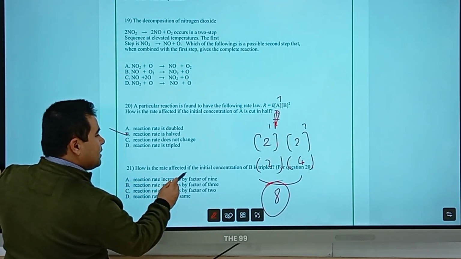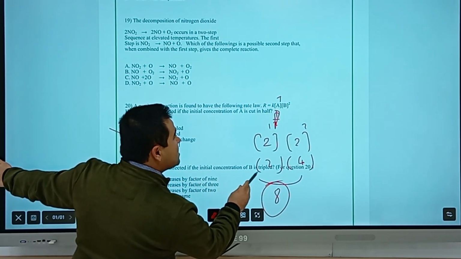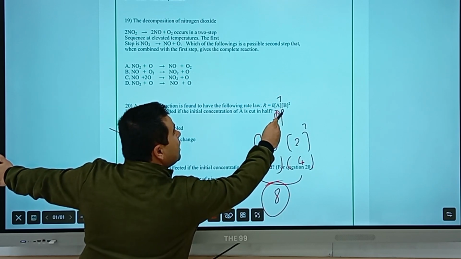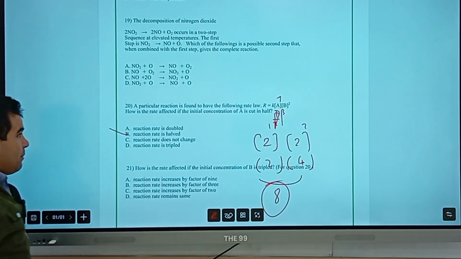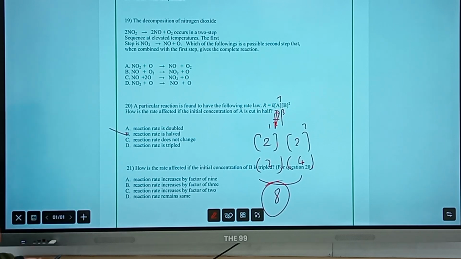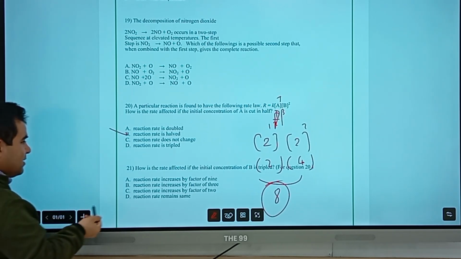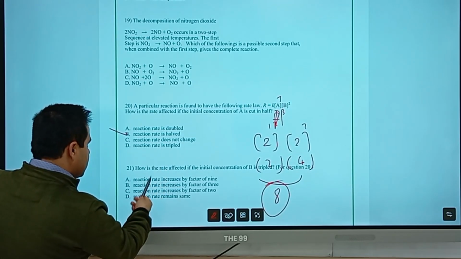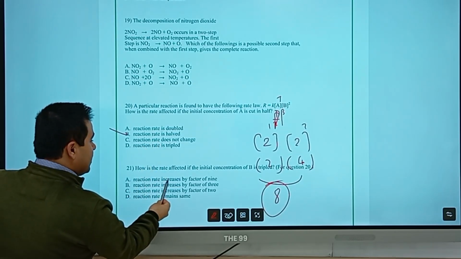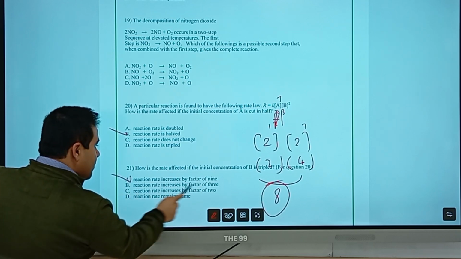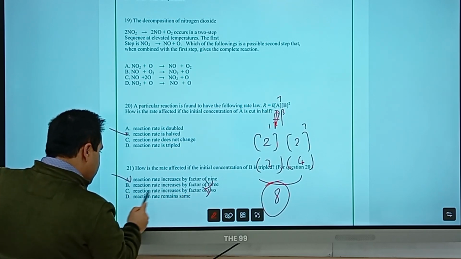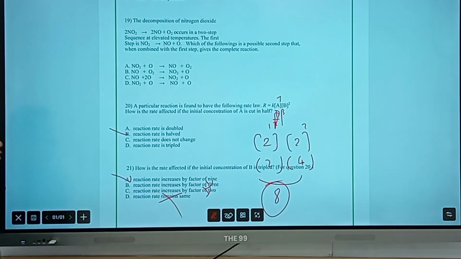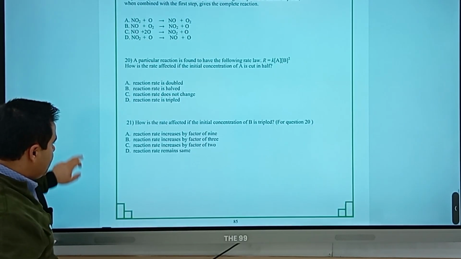How is the rate affected if the initial concentration of B is tripled? B is tripled, so it's 3 times. It changes to 3 squared, which is 9. So the reaction rate increases by a factor of 9. Is it by a factor of 3? No. By a factor of 2? No. Is the reaction rate the same? No. So 3 squared is equal to 9.